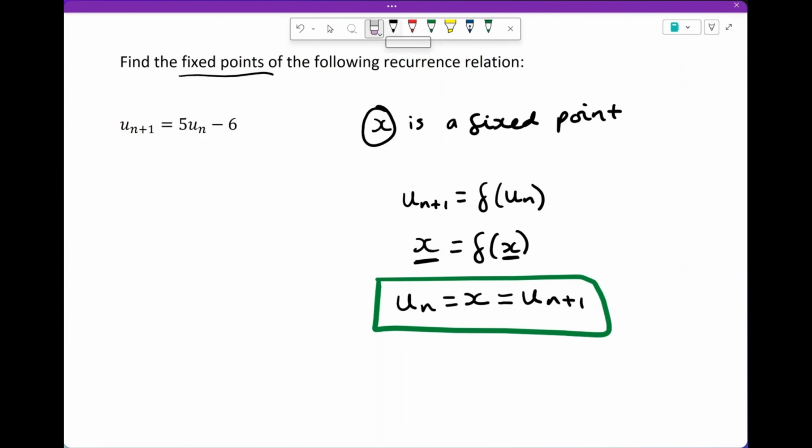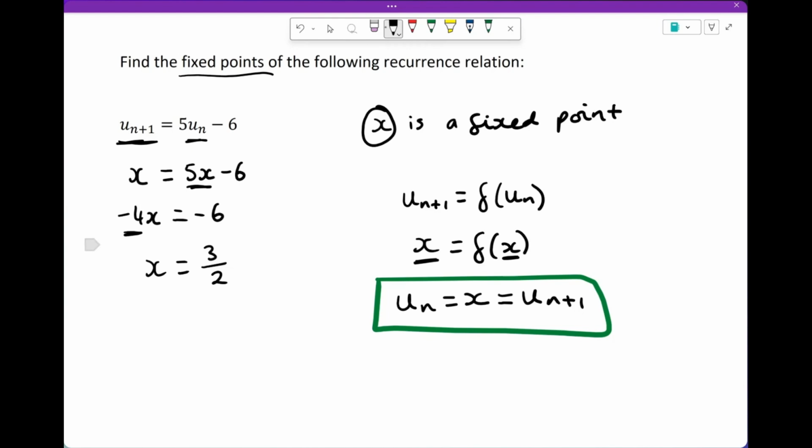So let's go to my recurrence relation and make use of this. What I'm going to do is replace the un plus 1 and the un with an x. So I would get x is equal to 5x subtract 6. And then we just have to solve to find x. So we'd subtract 5x from both sides, so we get negative 4x is equal to negative 6. And then divide by negative 4, so x would be coming out as positive 3 divided by 2. And that would be my fixed point of my recurrence relation.